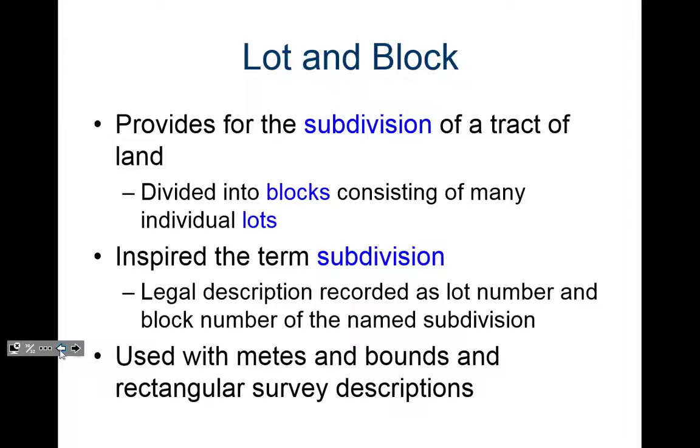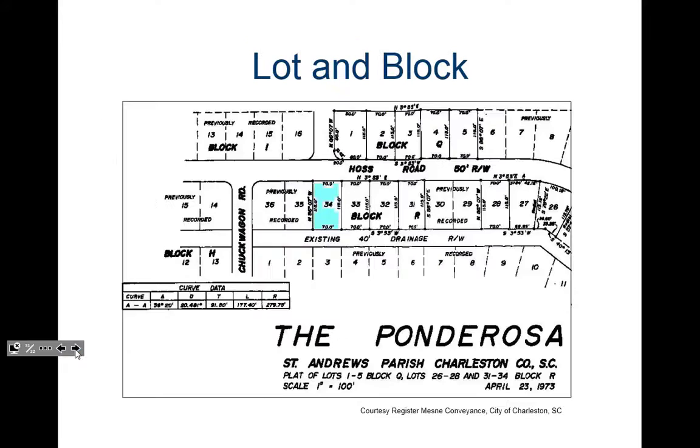And from there, we kind of use both systems a little bit for this lot and block system. Last one, we'll go through this real quick. It provides for subdivisions of a tract divided into blocks consisting of many individual lots, which inspire the term. You might live in a subdivision, right? Quail Oaks or Fox Estates. Those are subdivisions, and that's where it gets its name from. Legal description is recorded as a lot number and block number of the named subdivision. It's used with metes and bounds and rectangular survey description, so it's kind of a hybrid of both.